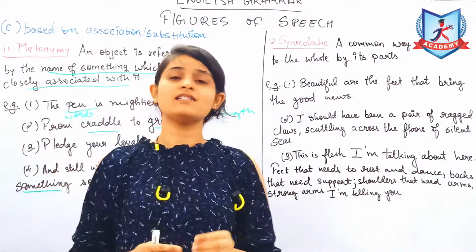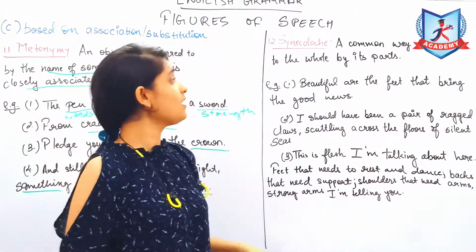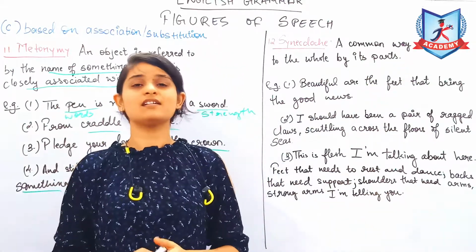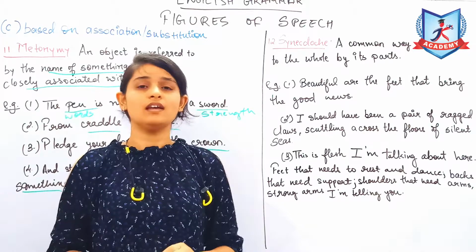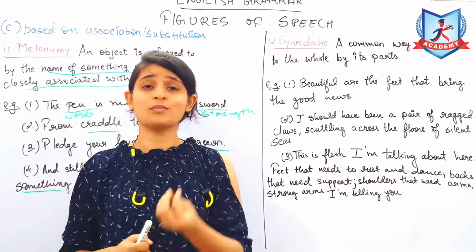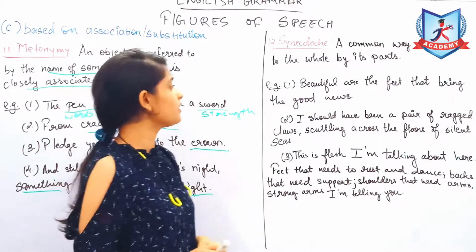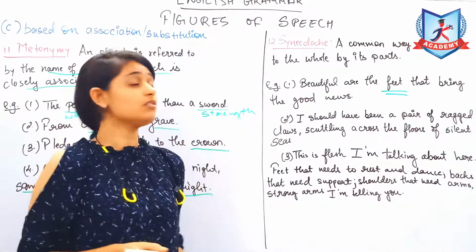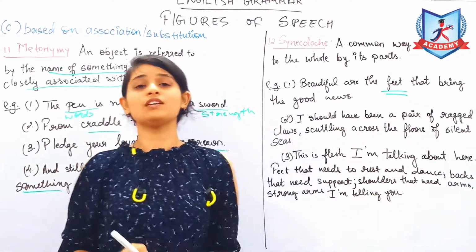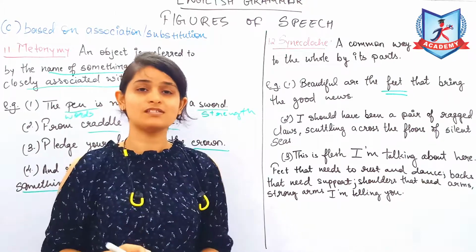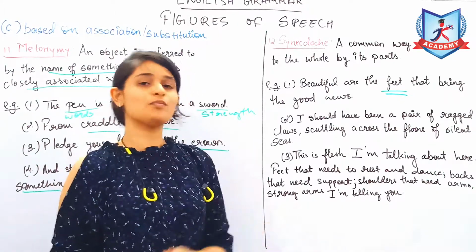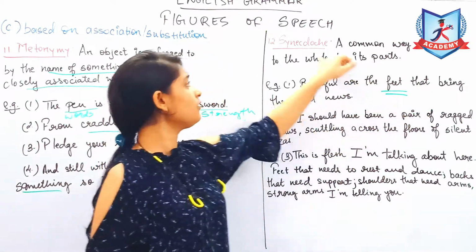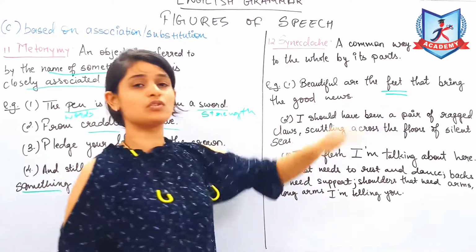After metonymy comes synecdoche. Synecdoche is the opposite of metonymy. In this, we refer to the whole by its parts. We don't directly use synonyms, but instead of referring to the person, you might refer to a body part. For example, beautiful are the feet that bring the good news. By feet we are not referring to the actual feet, we are talking about the person whose feet they are. The person who brings the good news is beautiful, not the feet. So this is an example of synecdoche, when a part is used to refer to the whole.